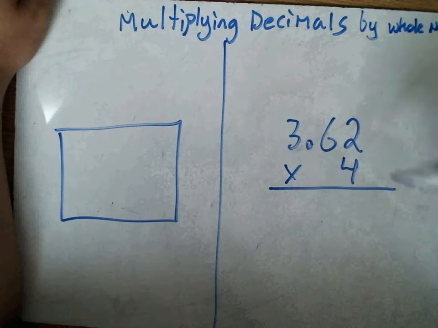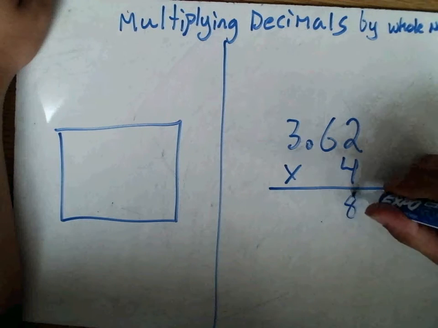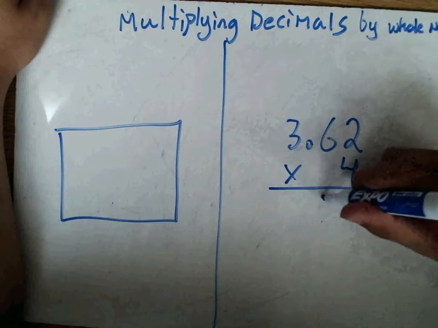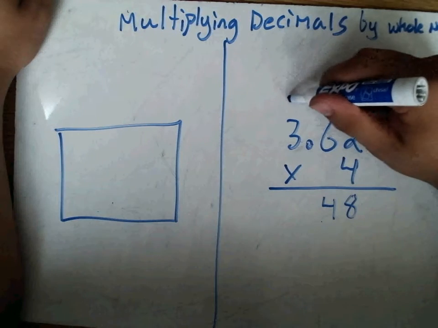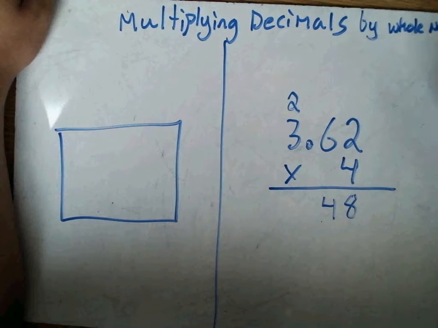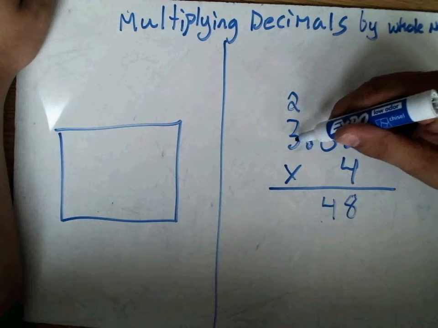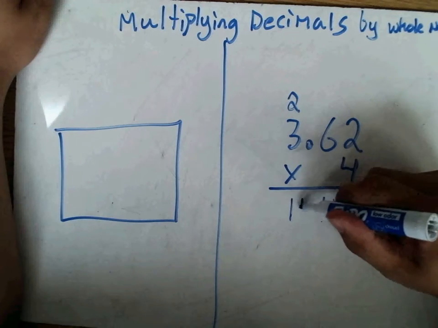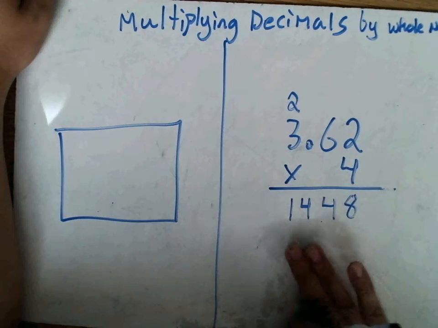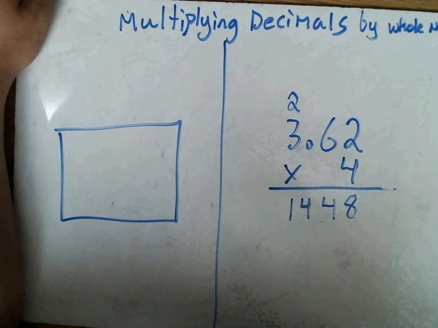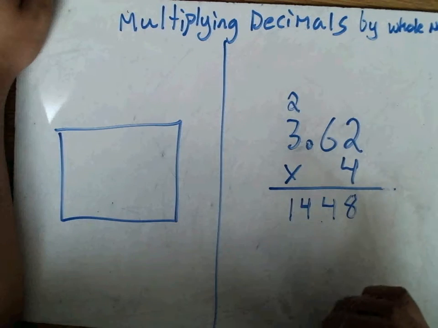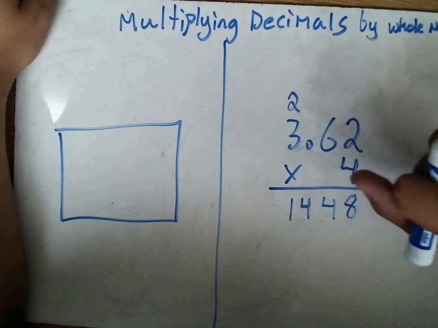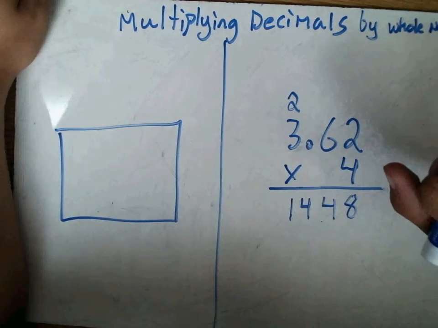So 4 times 2 is 8. 4 times 6 is 24. We're going to place that 4 there, and we're going to regroup that 2. And then 4 times 3 is 12, plus 2 is 14. Now I'm going to have you write this number and place the decimal point last, right? Because a lot of kids and a lot of adults actually get caught up with dropping the decimal point, and it's not always going to end up in the right place.